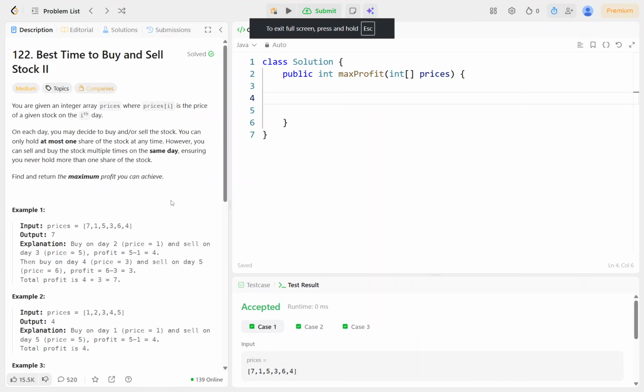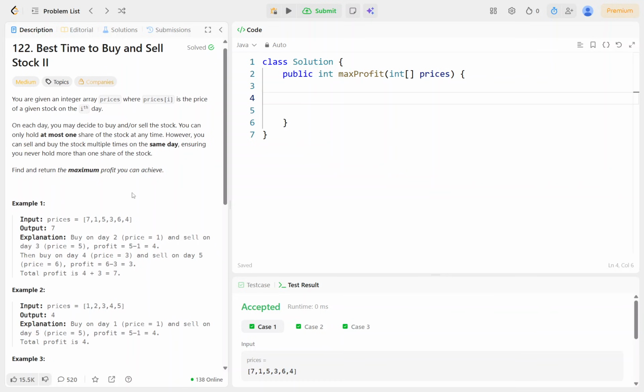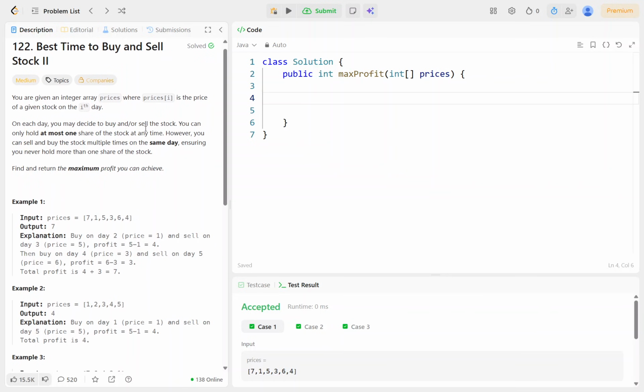See here, what it is saying is that you are given an integer array of prices, where price is the price of a given stock on a given day, and on each day you may decide to buy or sell the stock. You can hold at most one share of the stock at any time. However, you can sell and buy the stock multiple times. At most means zero or one share at a time. So at a time you can hold only one share, and the rest you can buy or sell. That is the main motive here.